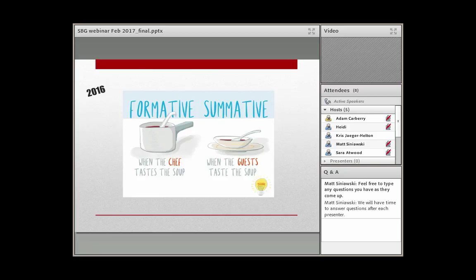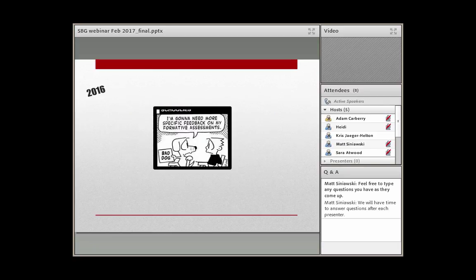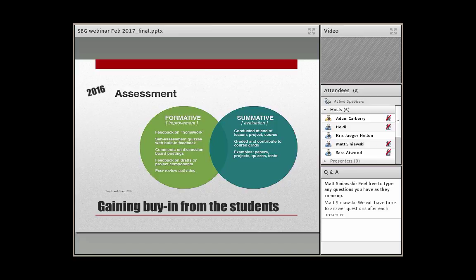And then here's another analogy: formative assessment when the chef tastes the soup, summative assessment when the guest tastes the soup. And it wouldn't be a Jaeger course without a cartoon. So even this one, I'm going to need more specific feedback on my formative assessments. And they started to understand what my goal was with homework and assignments and how they were being graded. Haven't done standards-based grading entirely yet, but at least now I'm getting some student buy-in.